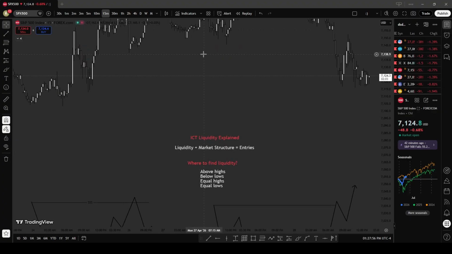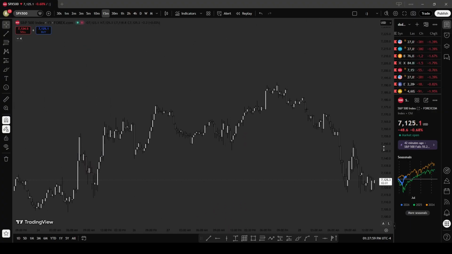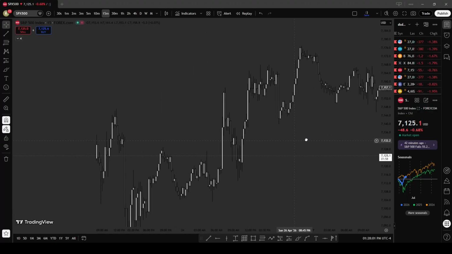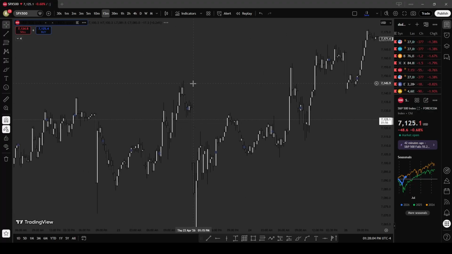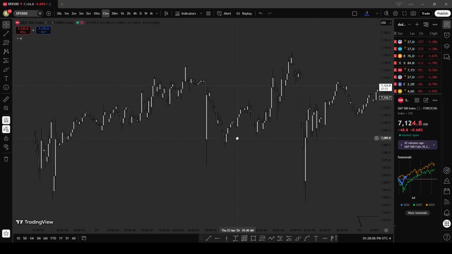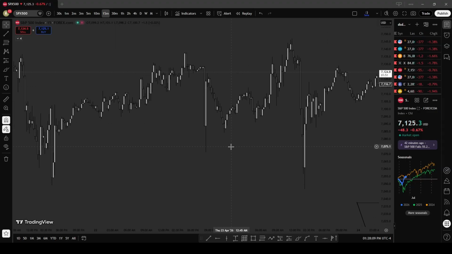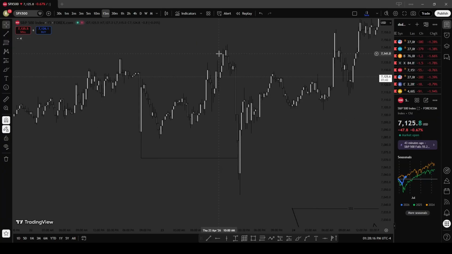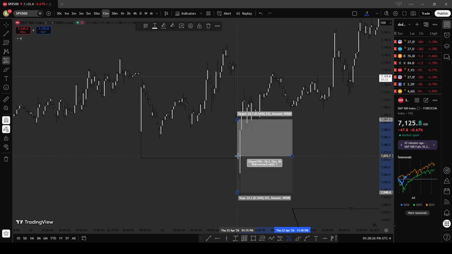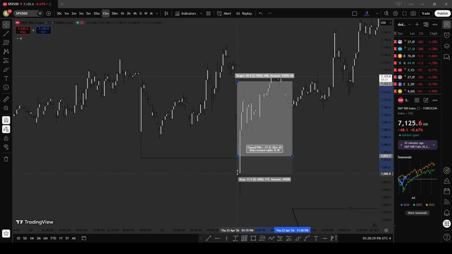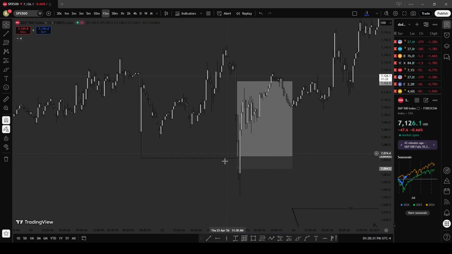So if we go onto our chart, let's try and find an example. Okay, so here, for example, price has come down, and you can see this low, price has come down, it swept this low. As soon as this low gets swept, we don't enter along. We don't do this because we need to know that there is confirmation.